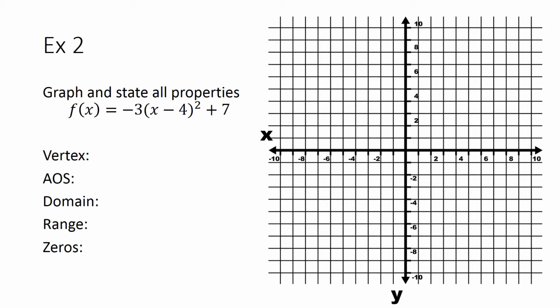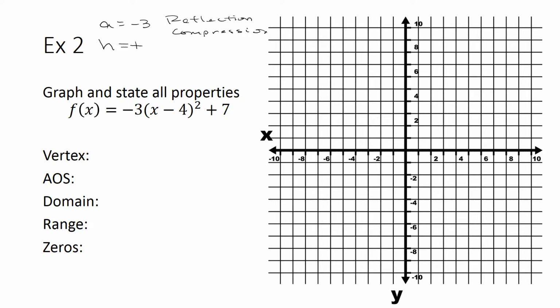Okay guys, here's our second example. Same thing. A is equal to negative 3, so we know that we're going to have a reflection. Okay, so it's going to open down and it's going to be a stretch. Okay, it's going to become more narrow. So we have a reflection here and a compression.